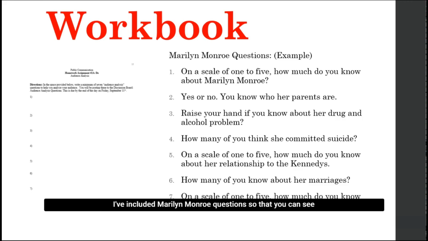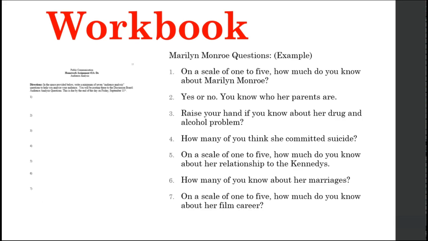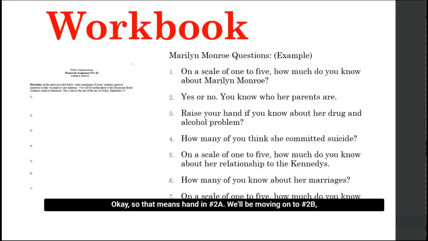I've included Marilyn Monroe questions so that you can see how I use the variety of questions that I can actually ask my audience. You'll notice there are no open-ended questions, but if there were, again, I'd have to find a way to get the information anonymously. Okay, so that means hand in 2A. We'll be moving on to 2B, which is your audience's responses to your 2A questions coming up.